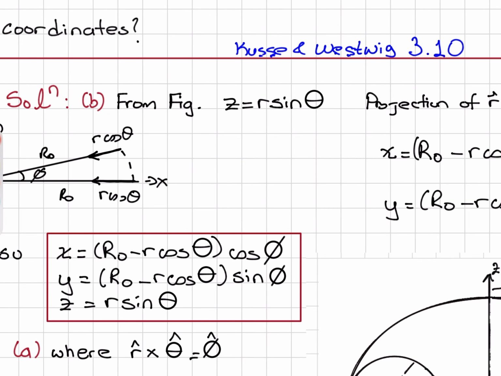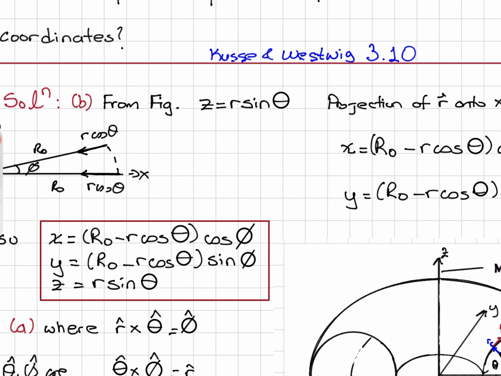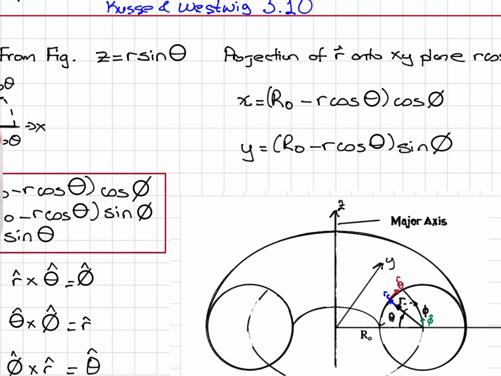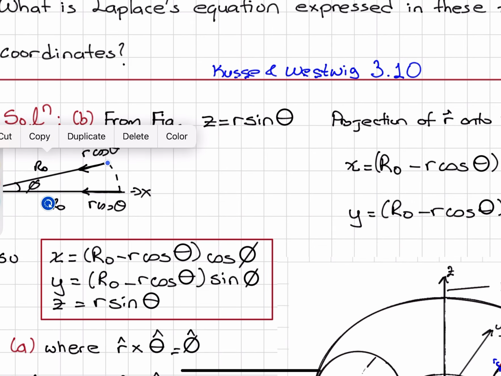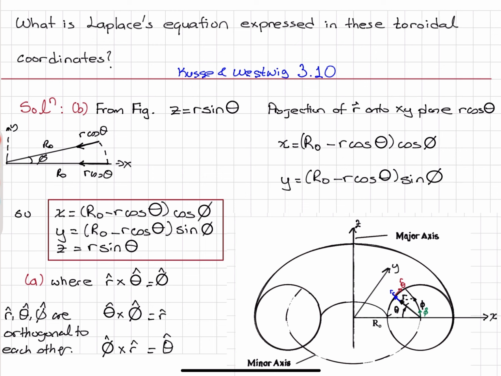So r0 minus r cosine theta. First I go r0, that takes me to this circle, but then I go back r cosine theta for my position here. So that gives me my radial position. And the projection onto the x-axis, I have to multiply it by cosine phi. Projection onto the y-axis, I have to multiply it by sine phi. So this gives me the set of coordinate transformation equations between r, theta, phi and xyz Cartesian coordinates.